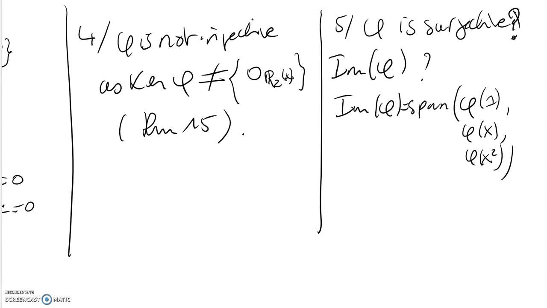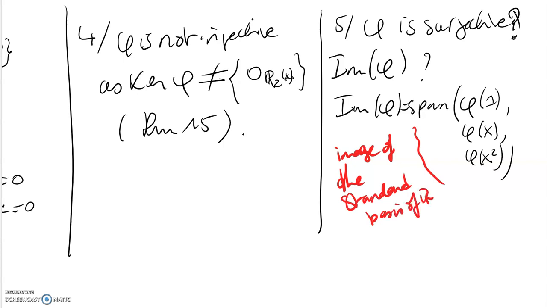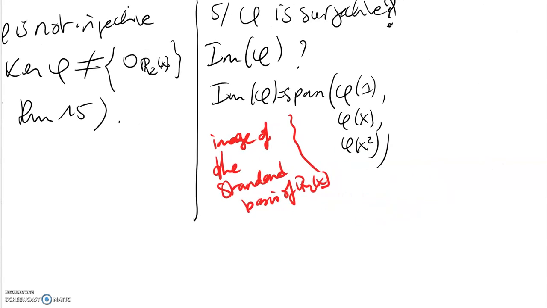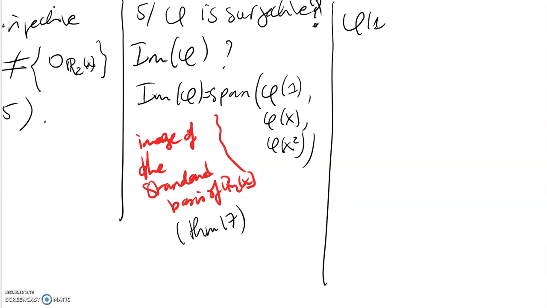So this is the image of the standard basis of R2 of x. That is actually theorem 17. Okay, so let's calculate the image of the standard basis. What is phi of 1? Phi of 1 is going to be x times the derivative of the constant function 1, so 0, minus x, so that's minus 1, sorry, so that's negative 1. Phi of 1 is negative 1.